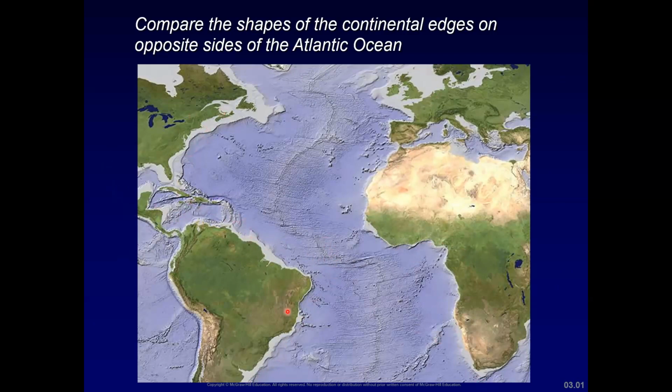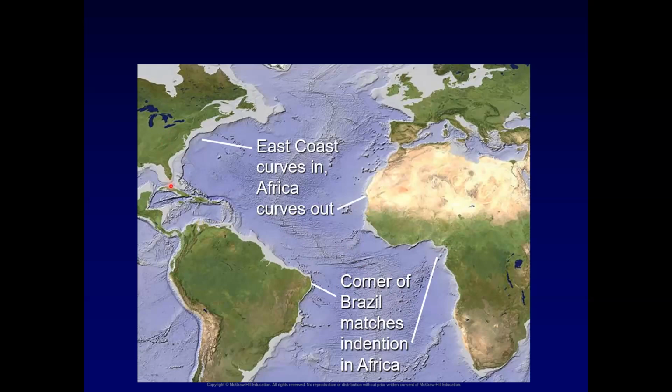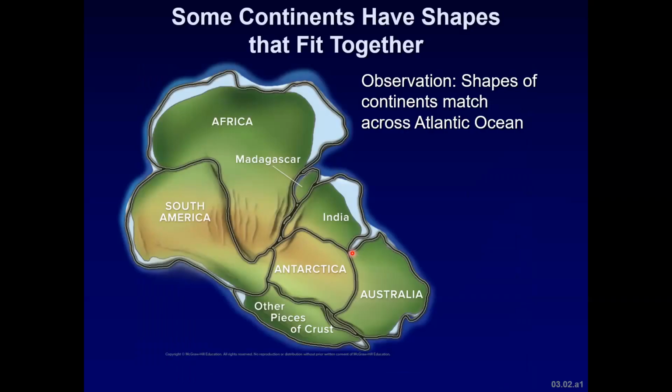These things kind of look like they might have fit together at one point. If we cut these out and pasted them together, we could find that the corner of Brazil matches the indentation in Africa. The East Coast curves in, Africa curves out. There's something here. So some continents have shapes that fit together. That's our observation. Shapes of the continents match across the Atlantic Ocean.